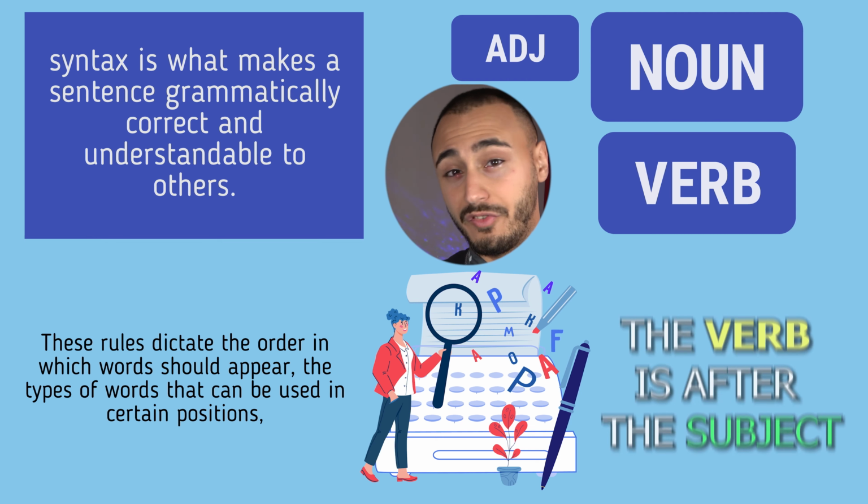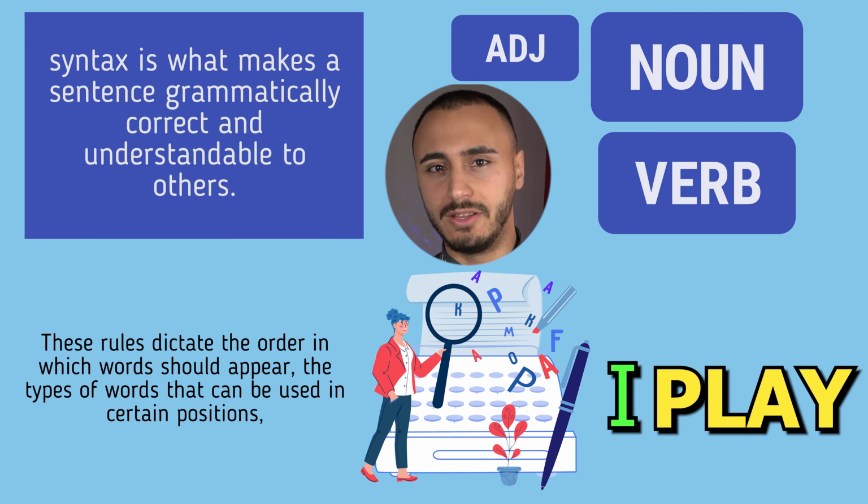As an example, the verb is after the subject. I play, I eat. This is the syntax from a language perspective. And usually if you play around with the syntax, then the grammar is not correct anymore. So the syntax is the main thing that makes a sentence grammatically correct and understandable to others. And then in the syntax, you have some terminologies like verbs, nouns, adjectives, adverbs, pronouns, and so on.